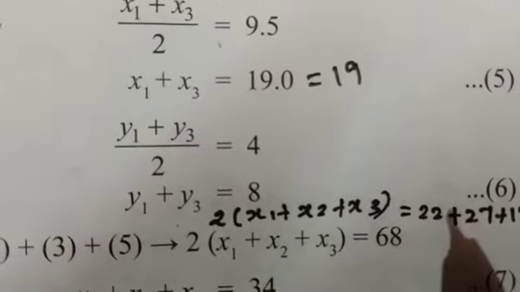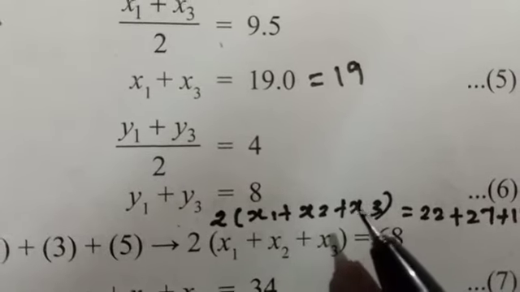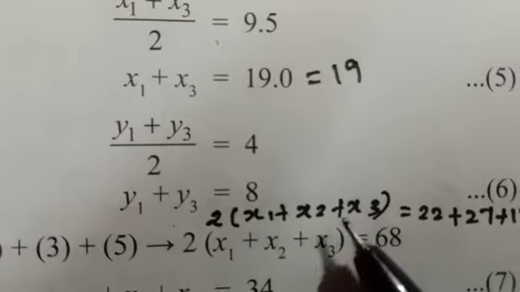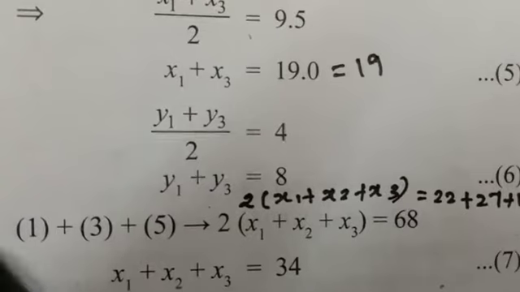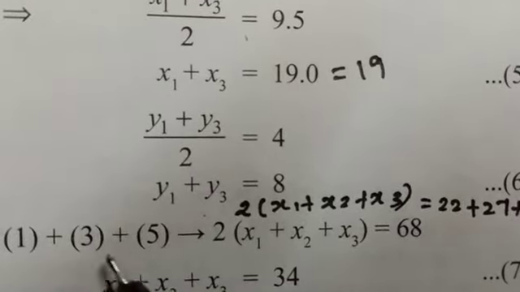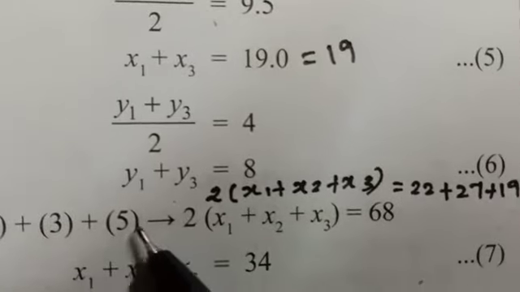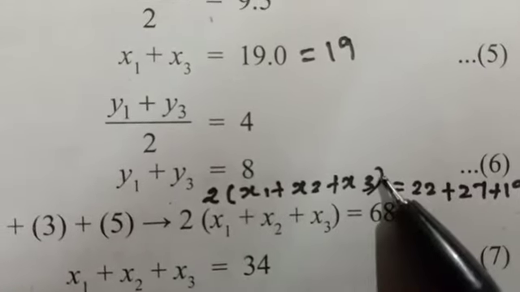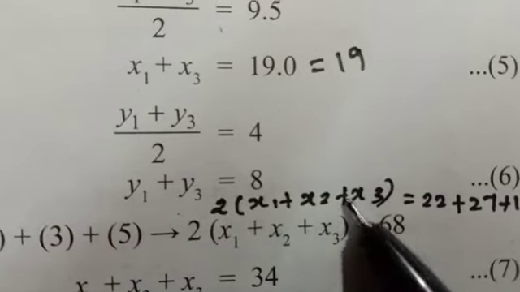For the 6 equations, for the x values you have to add the x equations, that is equations number 1, 3, 5. We have to add these 3. You have to add left hand side and right hand side. On the left hand side we get 2x1, 2x2, 2x3. So totally you have to write 2 into (x1 plus x2 plus x3).